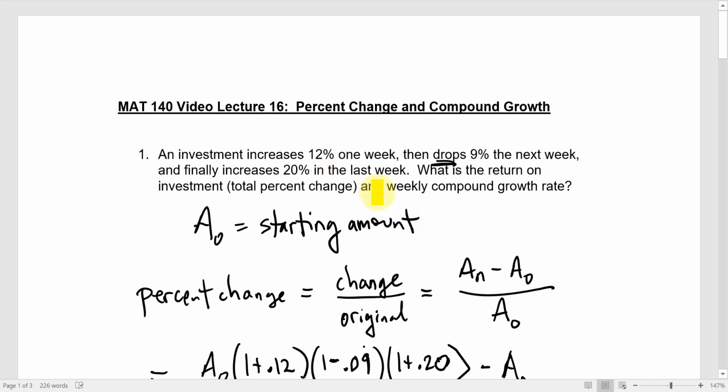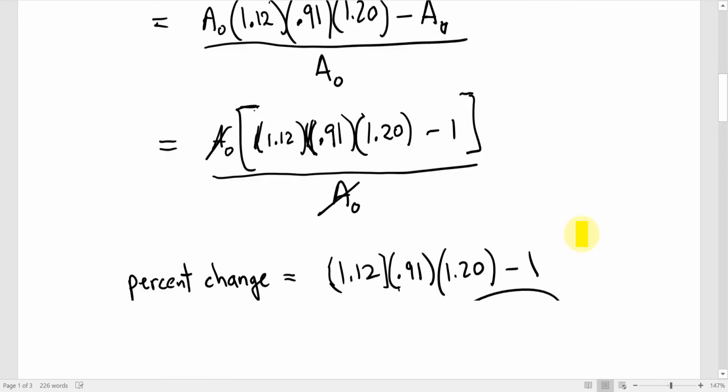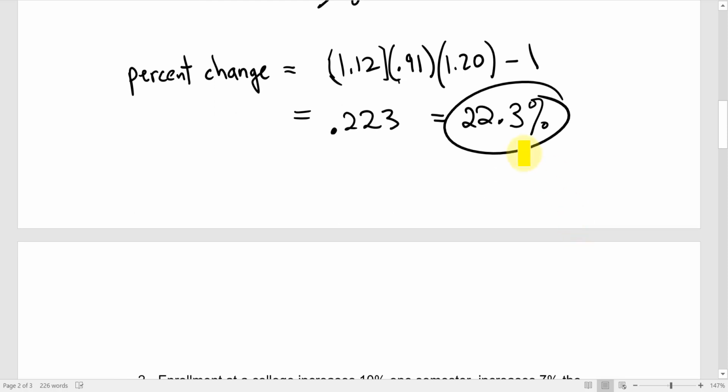We're asked to find the weekly compound growth rate. And there would be another very easy mistake to make if somebody took the answer that we just got, 22, and divided by 3. This isn't right. This will give you the wrong answer. If I did 22 divided by 3, that's like 7.3, and that's a naive and wrong estimate perhaps, but it's not the true compound weekly growth.